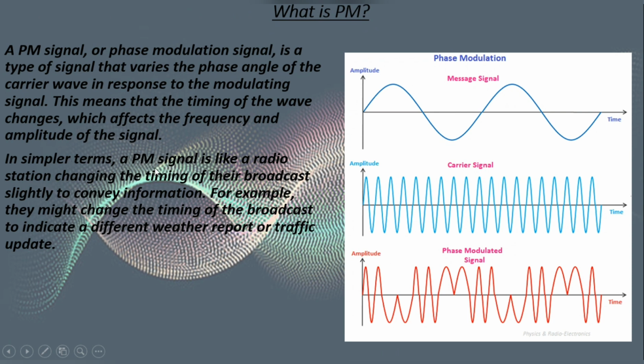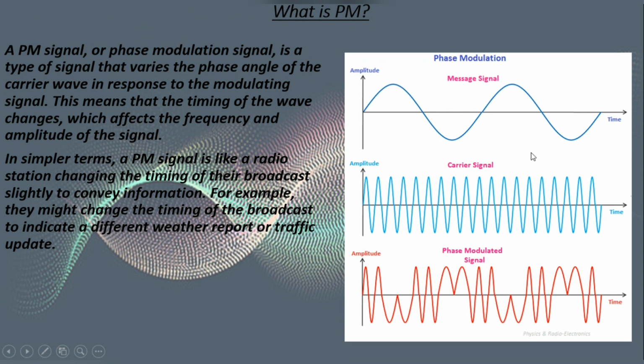In simpler terms, a PM signal is like a radio station changing the timing of their broadcasting slightly to convey information. For example, they might change the timing of the broadcasting to indicate a different weather report or traffic update.